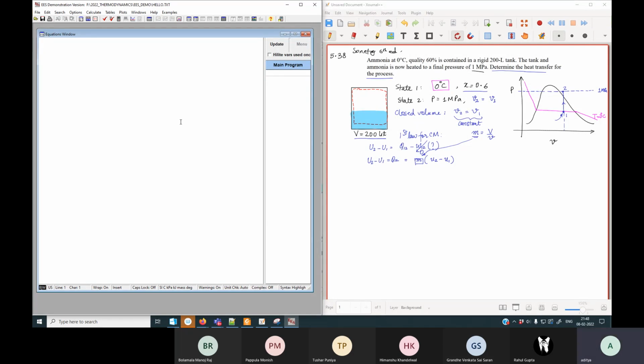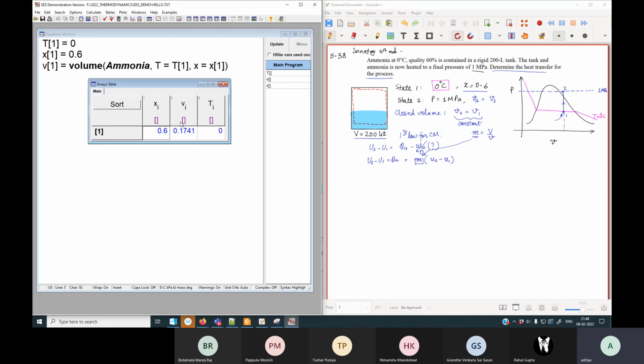So we have the initial temperature as 0 degrees. We will write T1 equal to 0, and X1 is 0.6. First of all, we will fetch the volume. So V1 will be volume of ammonia, T equal to T1, X equal to X1. Let us run this. So we have specific volume as 0.1741.